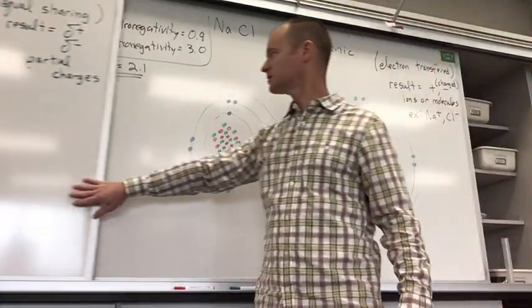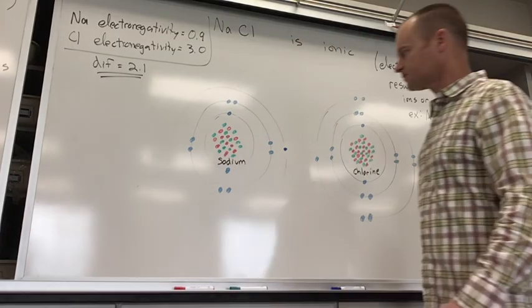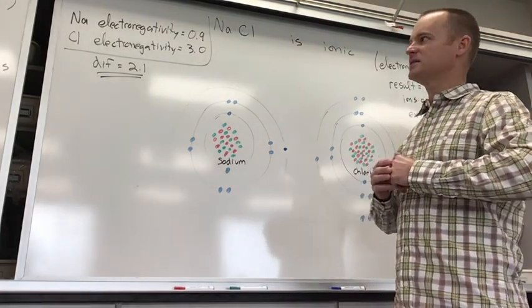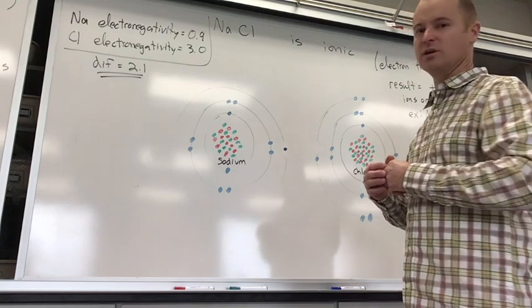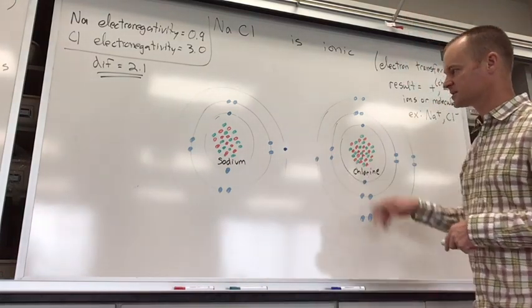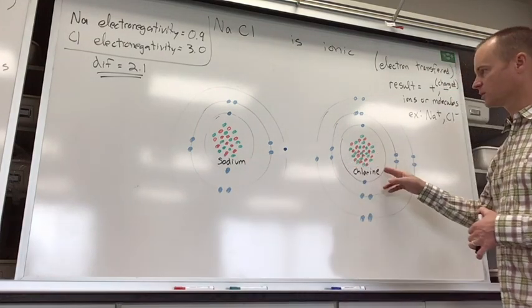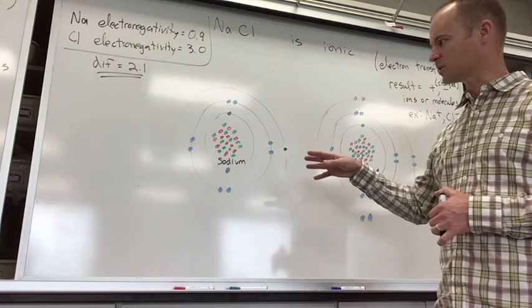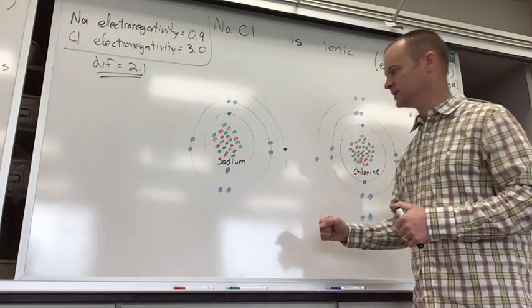Okay, next, let's talk about another type of chemical bond. And this type of chemical bond is going to be an ionic bond. Okay, so we have two atoms, sodium and chlorine. There's more going on in the nucleus here, so they have a larger nucleus, more protons, therefore more electrons.